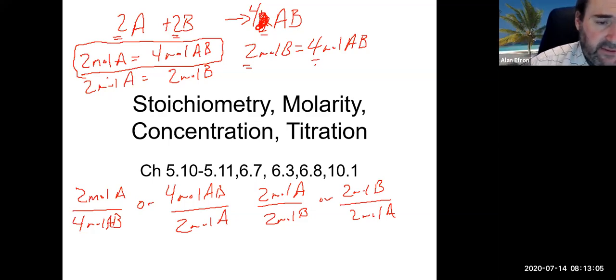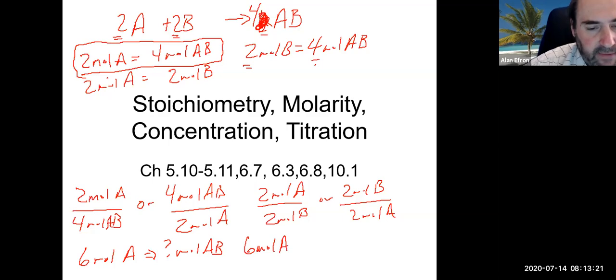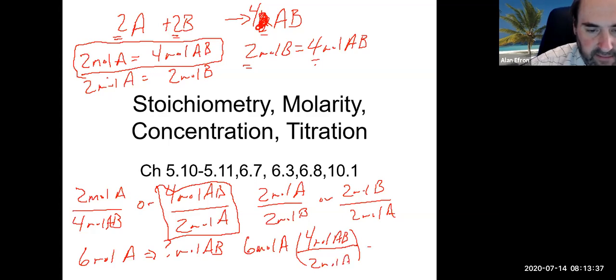So for example, if you said, hey, I threw in there 6 moles of A, how many moles of AB would I get out? So you could use this, again, like I said, as a conversion factor. You could start with 6 moles of A. We would want to use the relationship to get rid of A, which would be this one, and leave us with AB. And we would get 4 moles of AB on top, 2 moles of A on the bottom. That's going to give you 24 divided by 2 gives you 12 moles of AB.